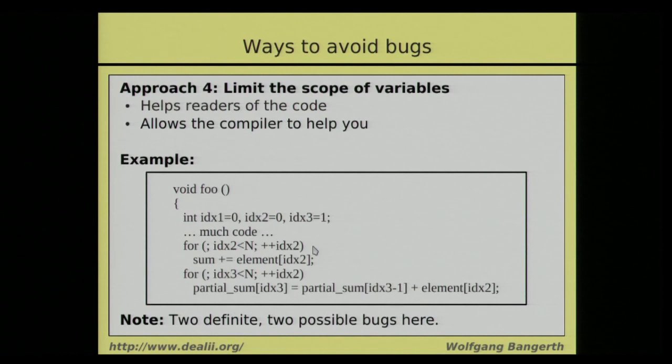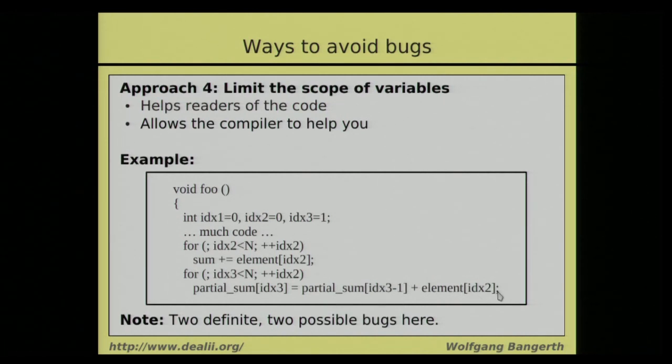And I have this loop here. And then at a later point, I want to compute a partial sum, for example. And I have simply copied this loop header. But what I've forgotten is that I need to not just check idx3 here, but that I also need to increment idx3. So that's definitely a bug here. As a matter of fact, this is an infinite loop that I have here.